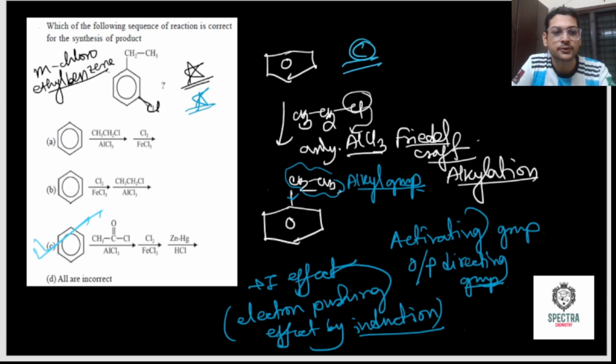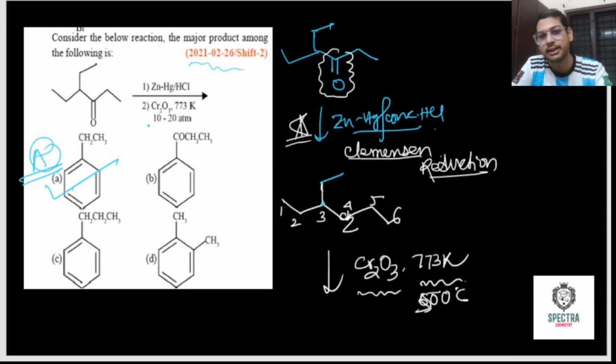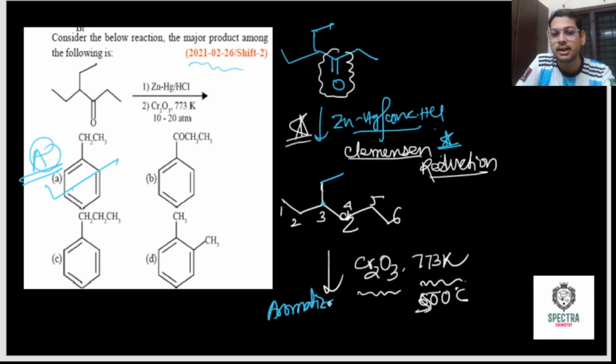Which question are we supposed to do? Yes, and A is the answer here. Okay, so this is the step where we have done first the Clemmensen reduction, and secondly, we have done aromatization. And this reaction is important.